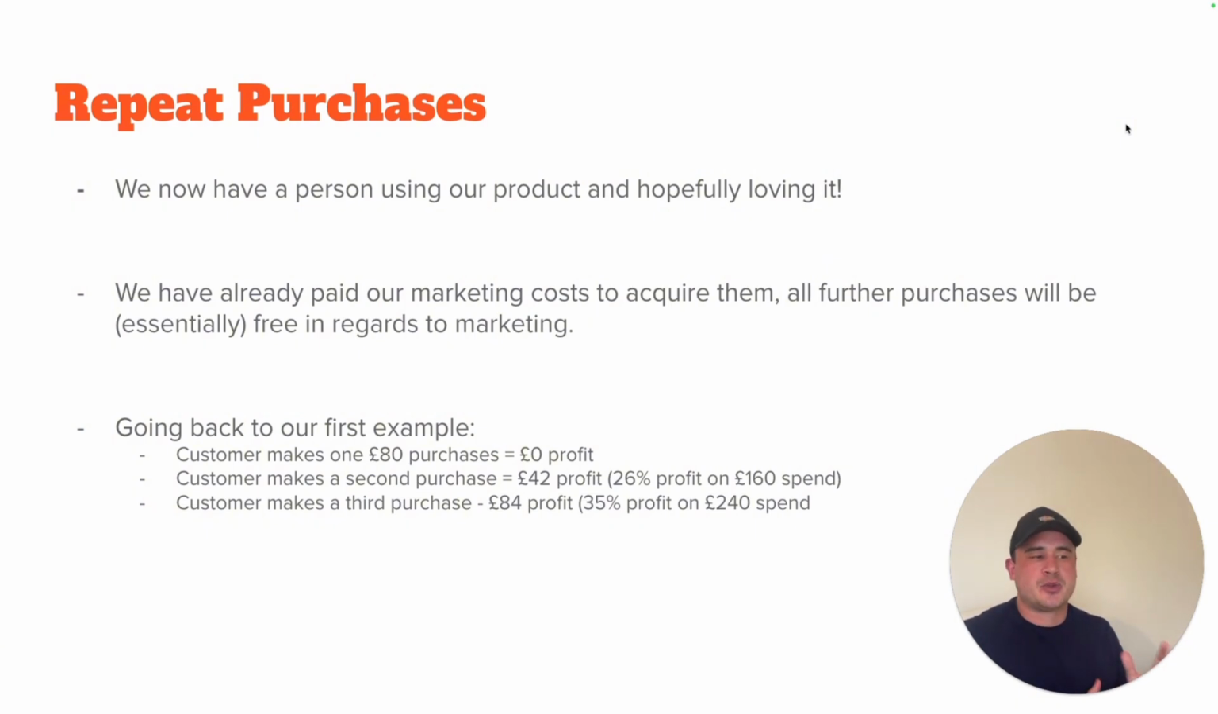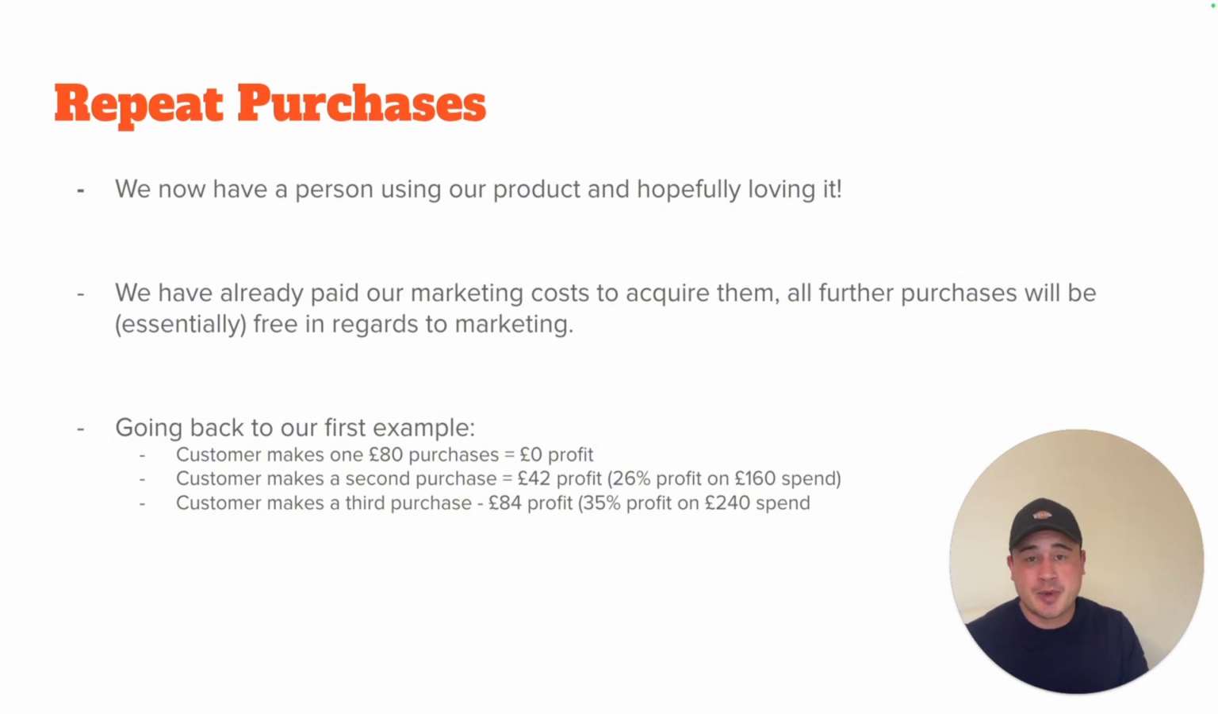So if we go back to our first example of calculating our CPA, what does this look like? Well, we can see here that we made £0 profit on our first order, as we know. If this customer then goes on to make a second purchase later on down the line, well, now all of a sudden we're not paying any marketing costs for that person. So that £42 CPA now goes straight into profit. So what does that look like on the larger scale of things? That means they've given us £160 worth of revenue. We've made 26% profit on that purchase. So we're already making money from that customer if they buy from us twice.